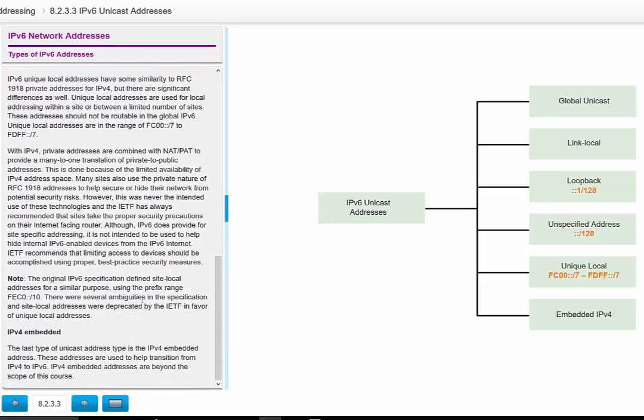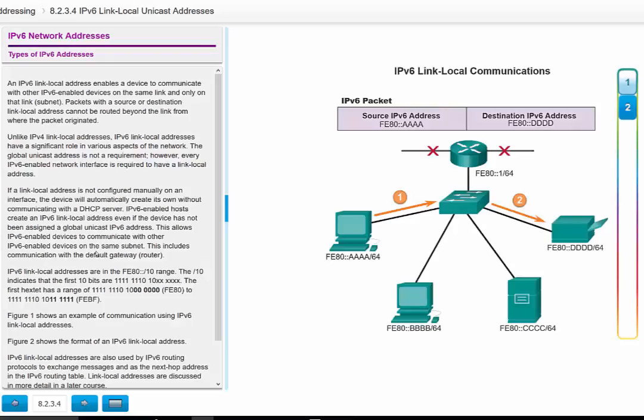And finally, we have what we call embedded IP address, which is used for communication between version 4 and version 6, and this is beyond the scope of our course here, so we'll not talk about that part. All right, so first we will explain the link local IP address range, and that category of IP address is used to communicate within the local area network, and it's not used to communicate to the internet.